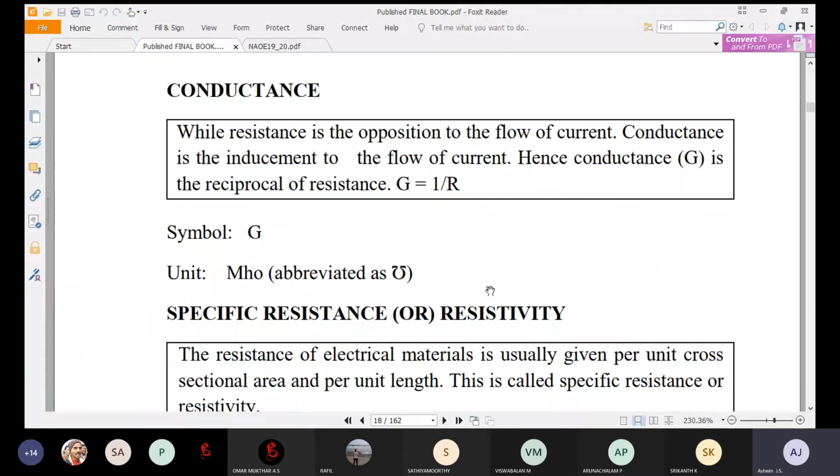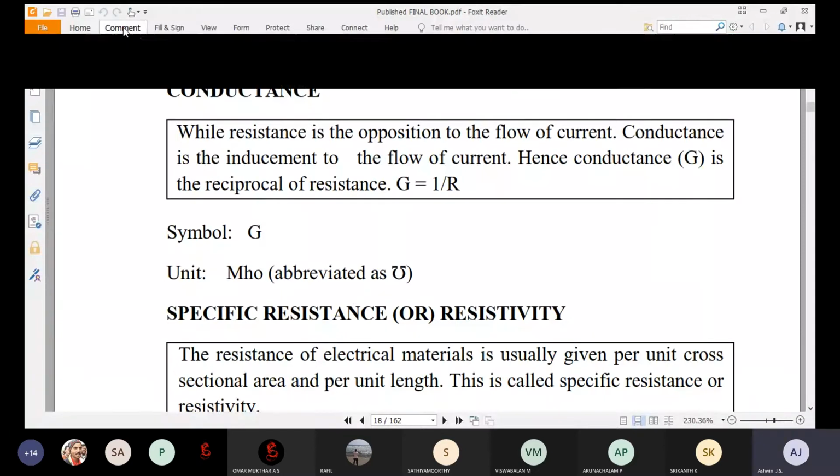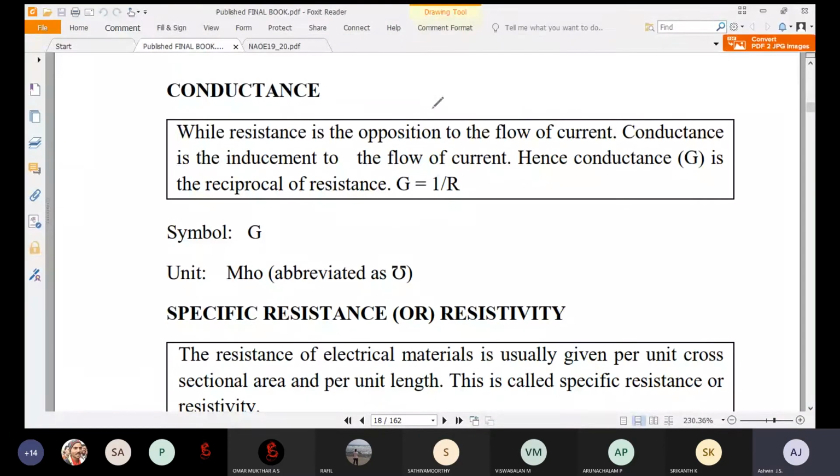And conductance. Conductance we didn't see. It is nothing but the reciprocal of your resistance, so 1 by R. Conductance is denoted as G, and it is nothing but the reciprocal of your resistance.